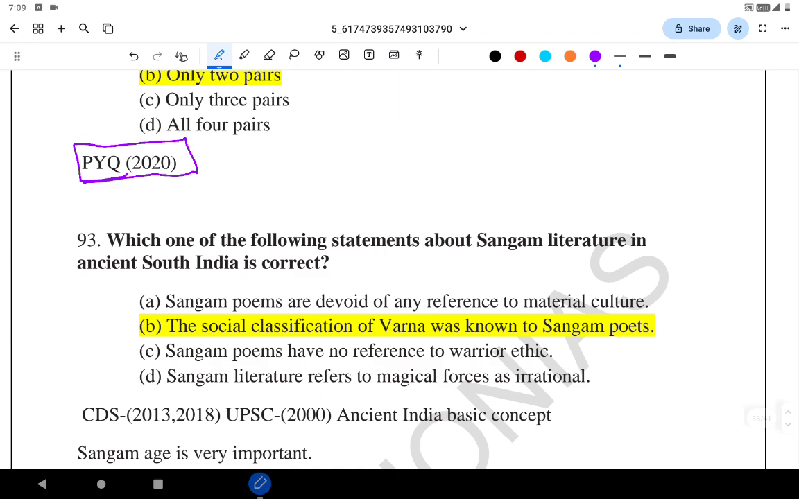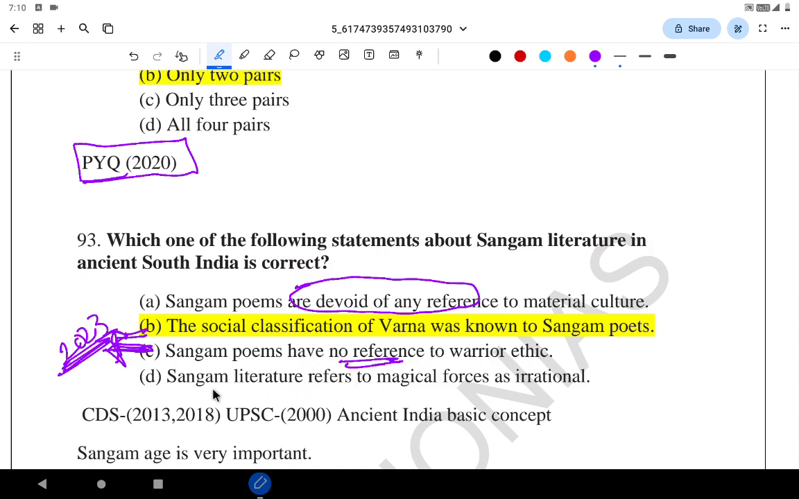Which one of the following statements about Sangam literature in ancient South India is correct? Go through all options. Sangam poems are devoid of any reference to material culture. Devoid of any reference. Even if one reference is there, this statement is wrong. Extreme statement, eliminated. Sangam poems have no reference to warrior ethics. Sangam they have. This is the question they again asked in 2023 actually. That warrior ethics. When the king is defeated, he sacrifices himself. That is warrior ethics. So again it's wrong.